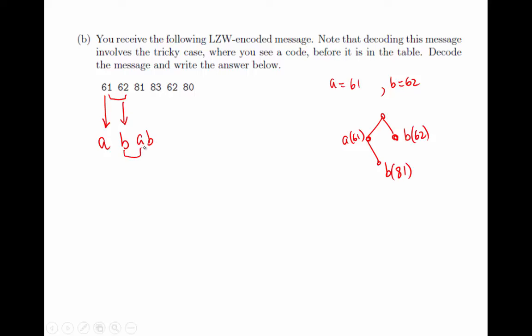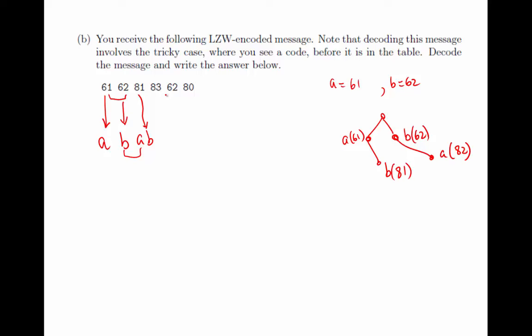And at that point, I'll have to add BA to the symbol table. So let's add BA to the symbol table. That would be 82. So I've added BA to the symbol table. I've decoded that 81 to be AB, which was in the symbol table. Now, if I look at the next code, I'm in trouble because I see a code that is not in the symbol table yet.